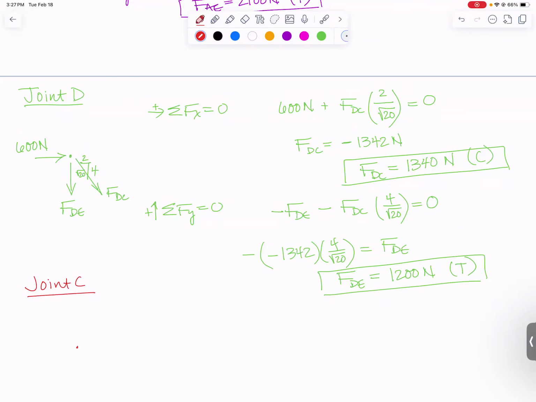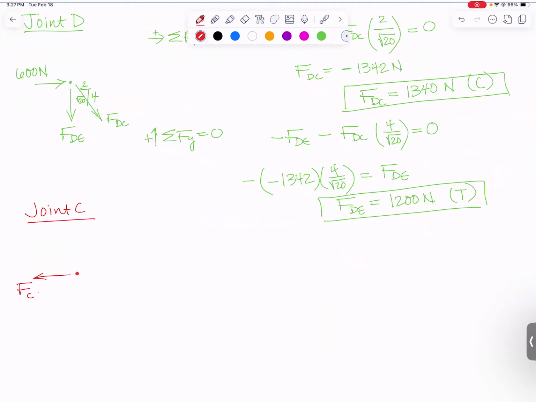Joint C looks like this. We have a member force to the left. That's the force in member CE or EC. We have the force in member DC that we just found. Now you have a choice at this point if you want to draw it on the diagram in compression, now that you know it's in compression, or if you want to draw it in tension and remember that it has a negative magnitude. I don't like keeping negative magnitudes very much, especially since I haven't even drawn this diagram yet. So why don't we draw it in compression as we know it actually acts? So this is the force in DC, and it is 1342 newtons in compression.